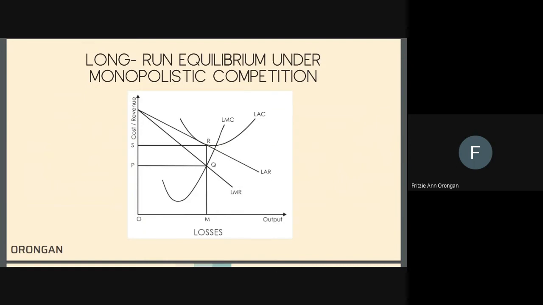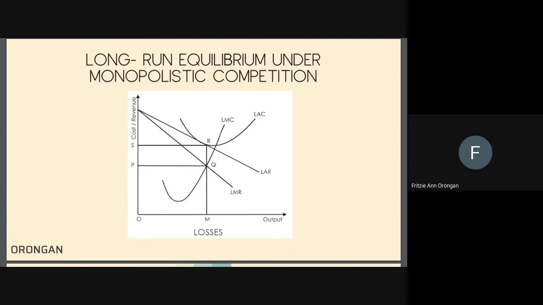So this is the diagram of long-run equilibrium under monopolistic competition. Under monopolistic competition, there is free entry and exit. So if the existing firms are getting profits, then some firms may enter the market, and if the firms are getting losses, then the firms have the freedom to leave the market. So in the long run, the firms are only getting normal profits. In this diagram, LAC is the long-run average cost curve, LMC is the long-run marginal cost curve, and LAR is the long-run average revenue curve.